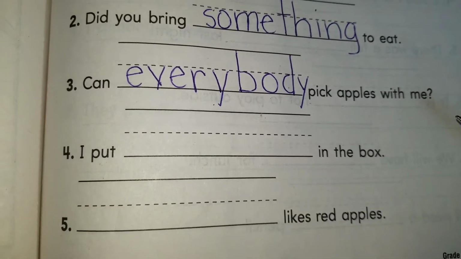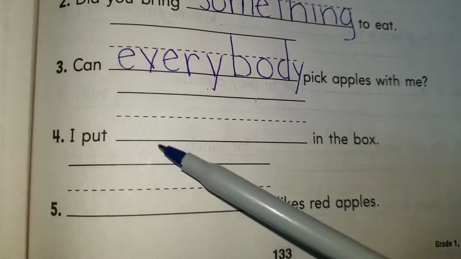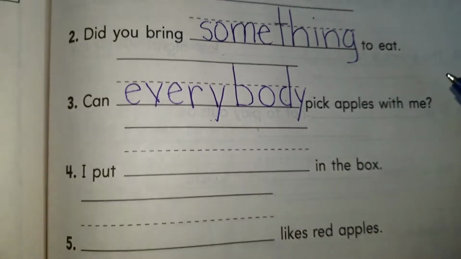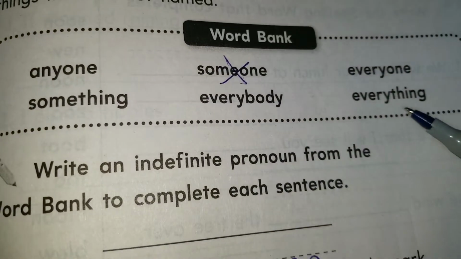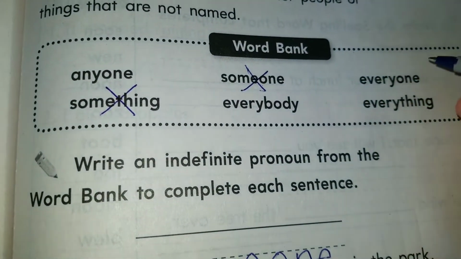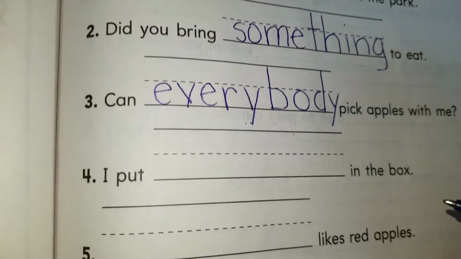I don't want you to try to put someone or everyone in a box, okay? So you better put a thing in the box. I put something. It has to be something. It has to be a thing. I put something or I put everything. We already used something. So how about if we use everything? We're going to cross it out because we're going to use it right now.